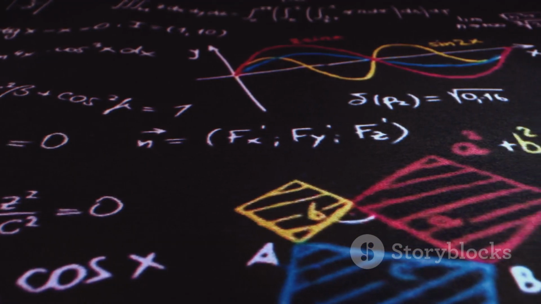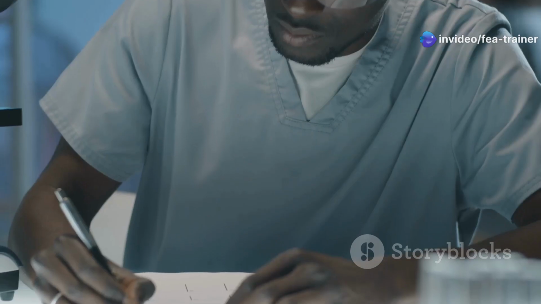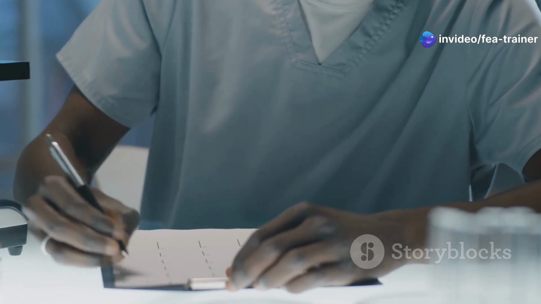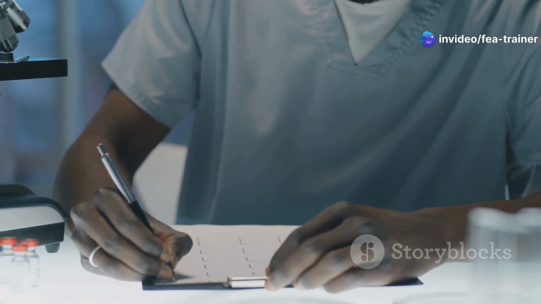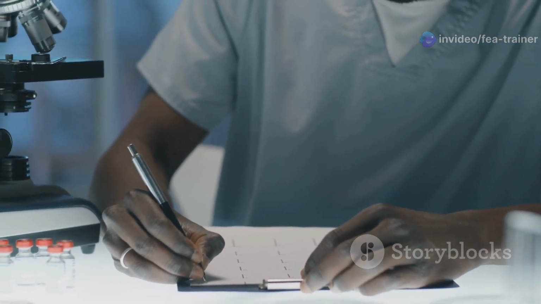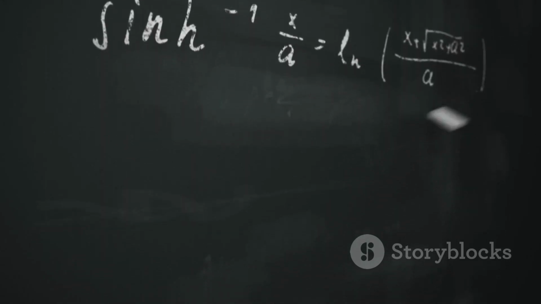Now here's where boundary conditions come in. These equations need a starting point, a set of known values that tell them what's happening at the edges of our object or system. These known values are our boundary conditions.